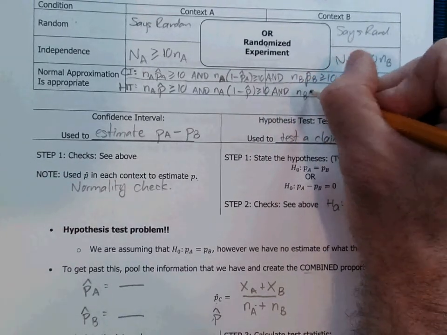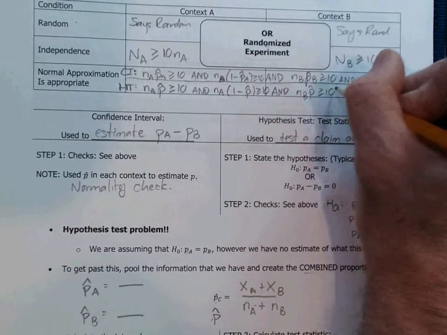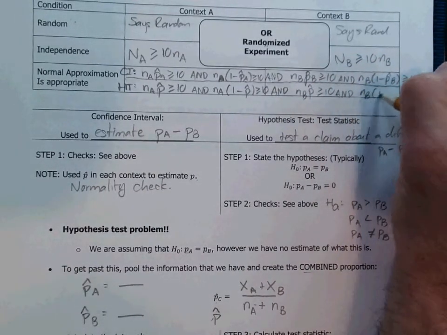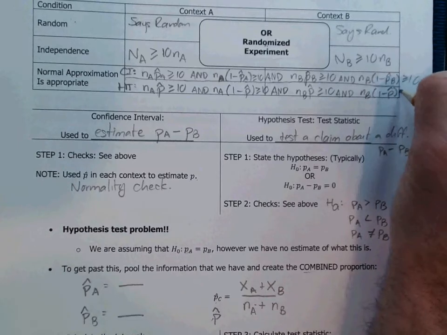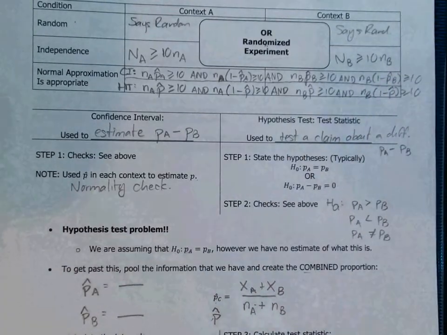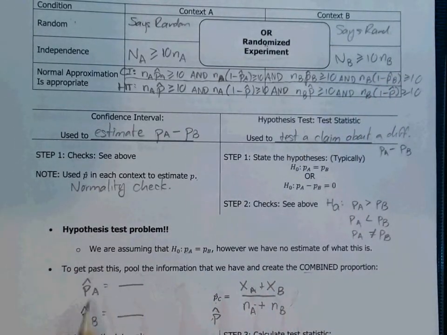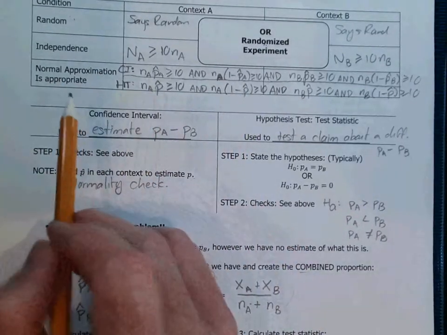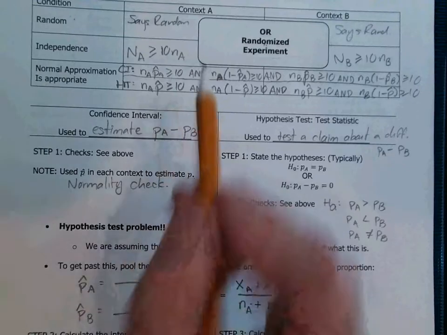n sub b times p hat is greater than or equal to 10, and n sub b times 1 minus p hat is greater than or equal to 10. So theoretically, all three of these calculations should be shown as you do the checks, because you will need to have this.